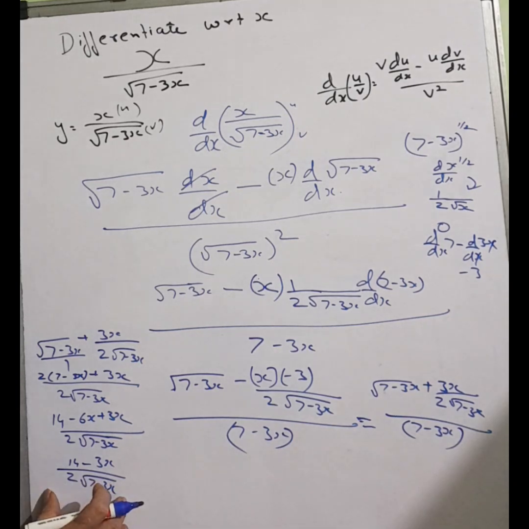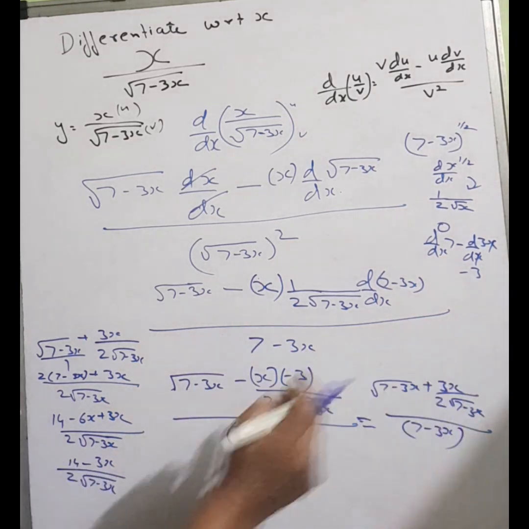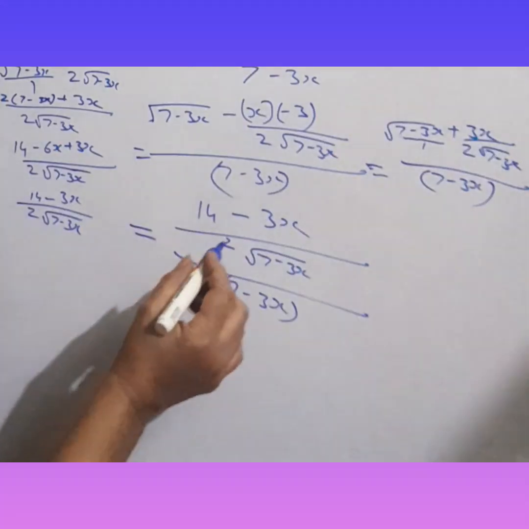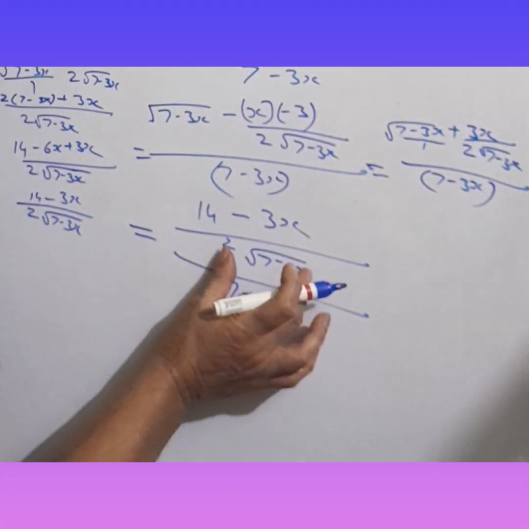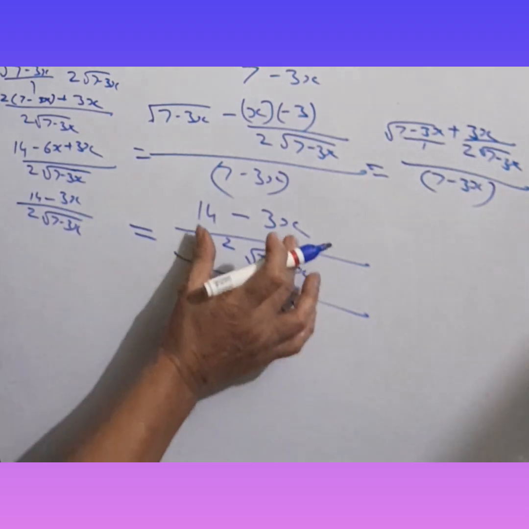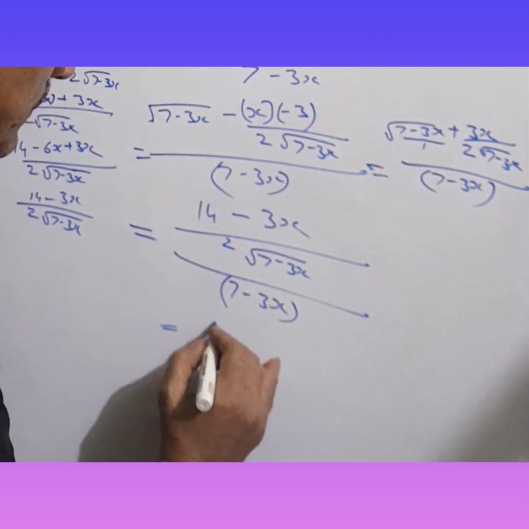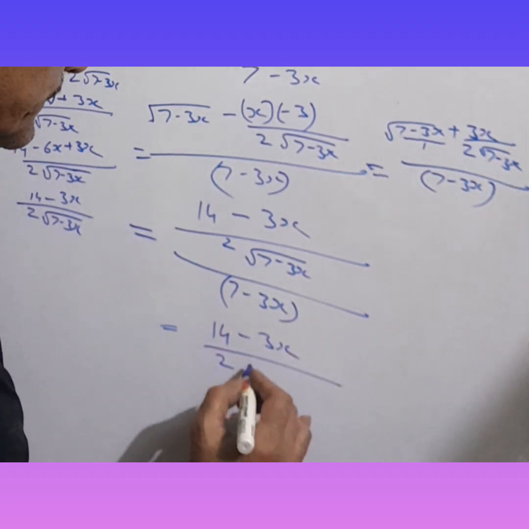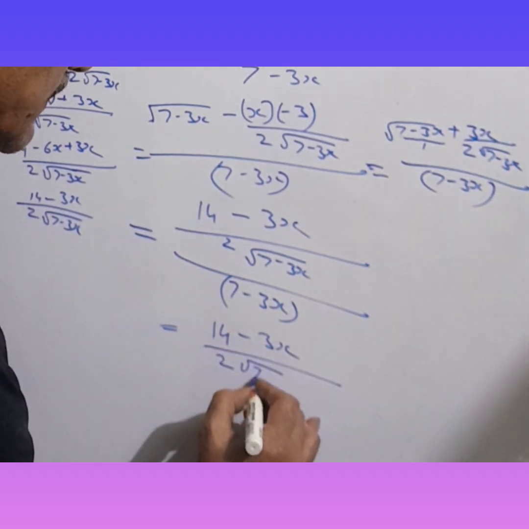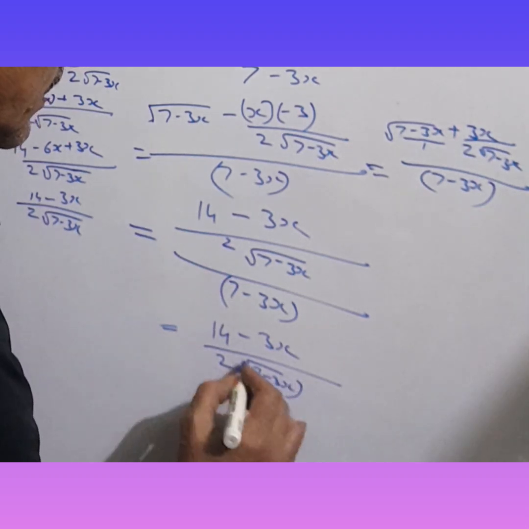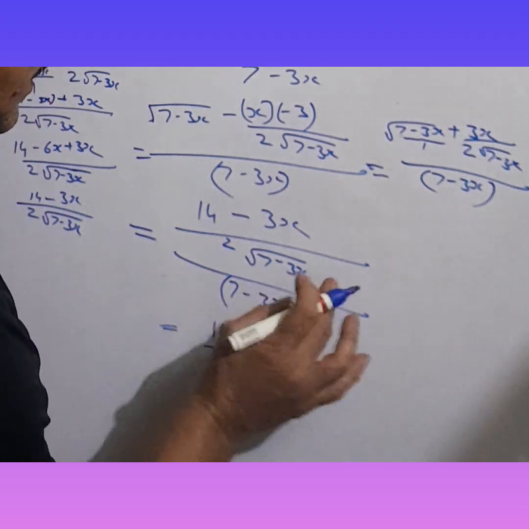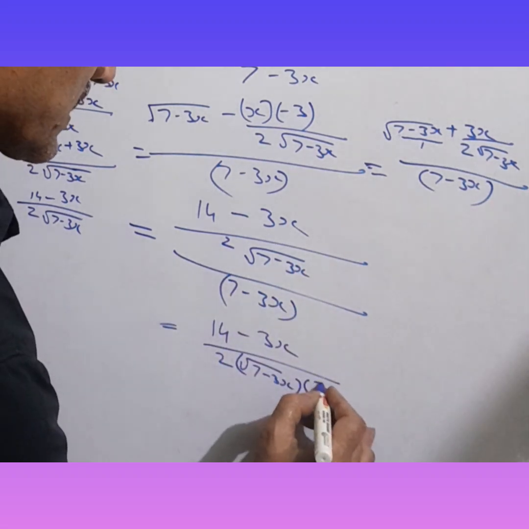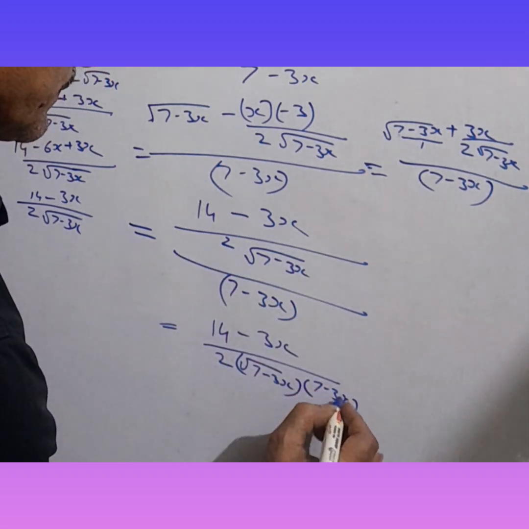So this is the solution for this entire part. Alright, maybe what I will do is I will write here divided by 1. Okay, now in further calculation what I would do is I would take this in the denominator and I would be writing it here like this. So it is 14 minus 3x upon 2 into root of 7 minus 3x, alright, multiplied by 7 minus 3x.